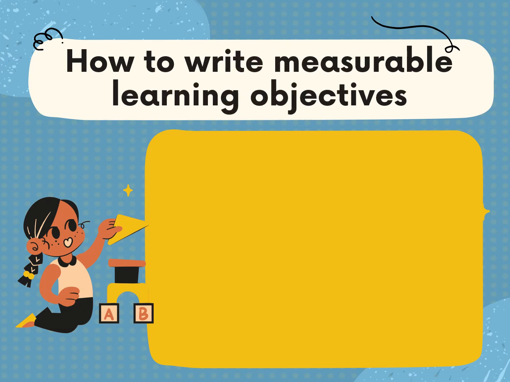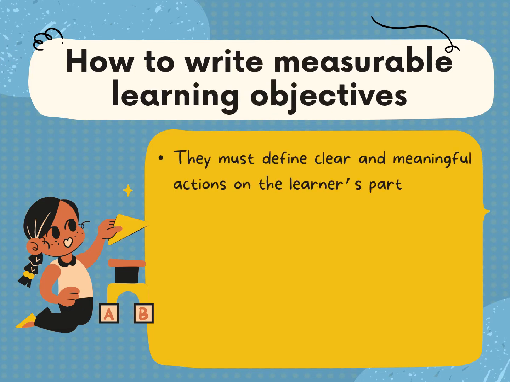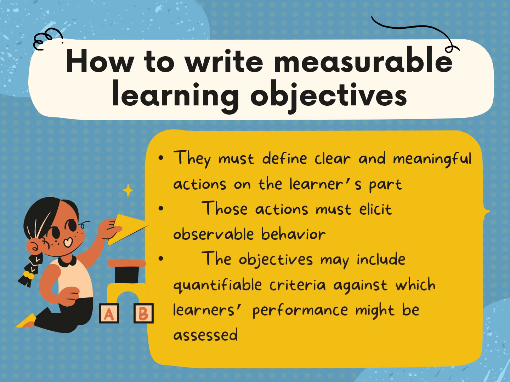How to write measurable learning objectives. First, they must define a clear and meaningful action on the learner's part. Second, those actions must elicit observable behavior. Third, the objectives may include quantifiable criteria against which learners' performance might be assessed.